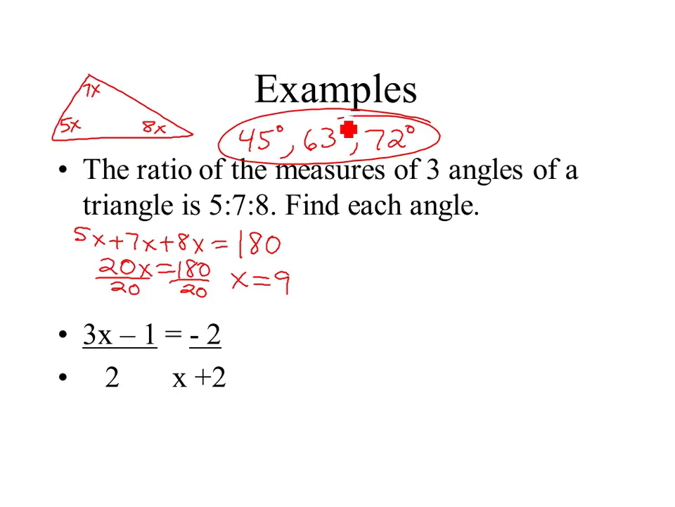All right, go ahead and write this down. This is all one problem right here, so write it down. It's supposed to be a proportion. I know my computer skills aren't that great. It's supposed to say 3x minus 1 over 2 equals negative 2 over x plus 2.